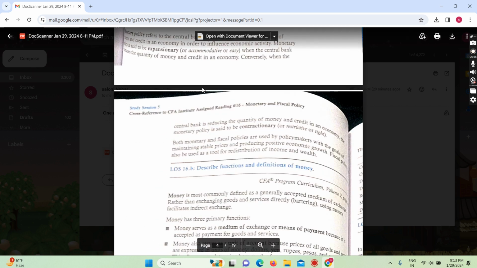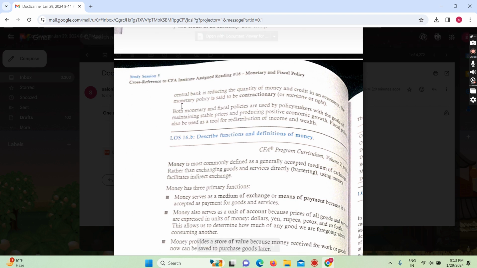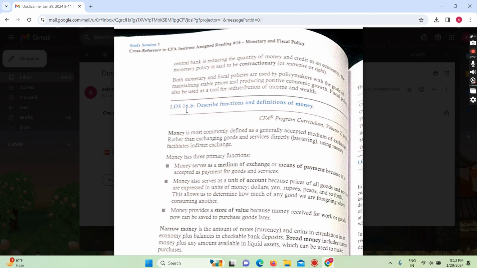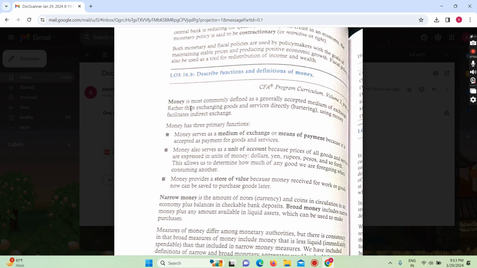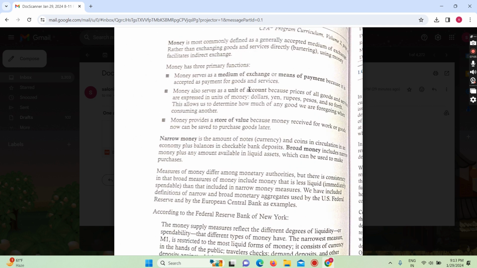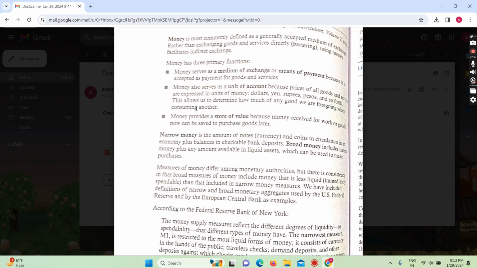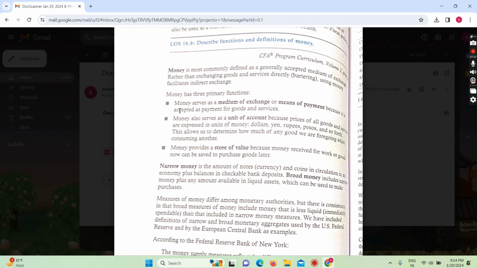Now moving further, let's describe the functions and definition of money. This is a basic part of economics. Money is most commonly defined as a generally accepted medium of exchange, rather than exchanging goods and services directly through bartering. Money facilitates indirect exchange.